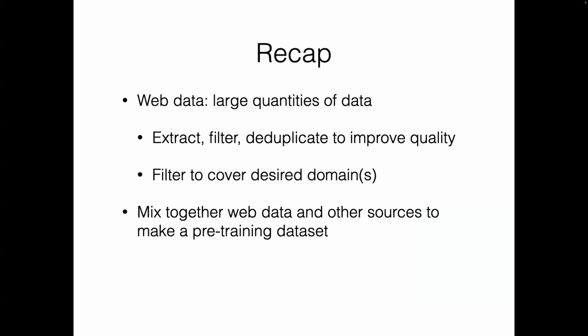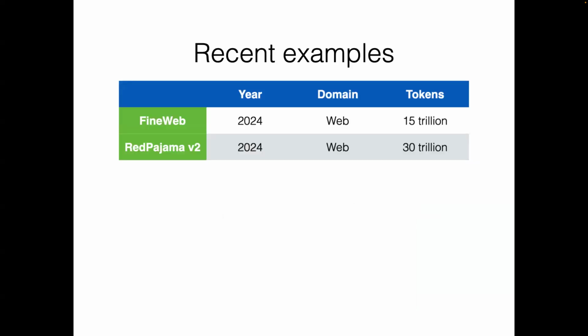Okay, so to recap, if we want a really large quantity of data, then typically you go to the web. You have to ensure that the data is high quality and filter it. And then you ultimately still mix it together with other sources of data to create your pre-training data set. As some more recent examples, I mentioned this data set FineWeb. It turns out there's another one that's even bigger, 30 trillion tokens. And both of these are openly available if you happen to need them for anything.